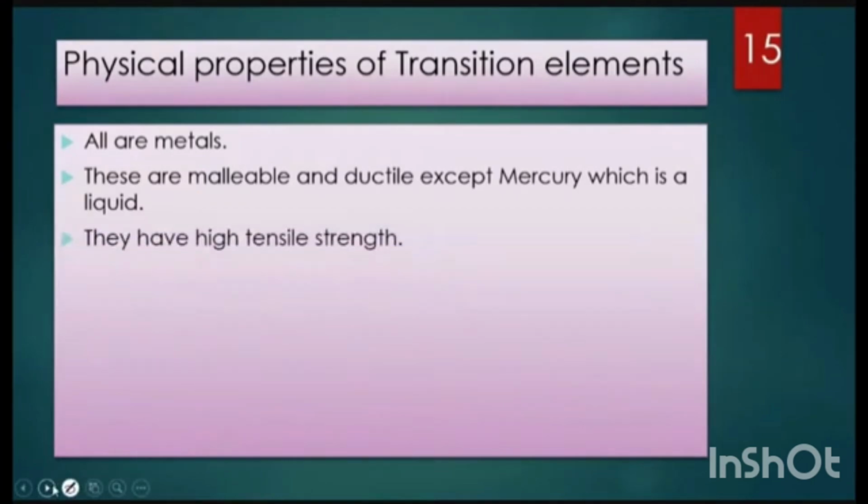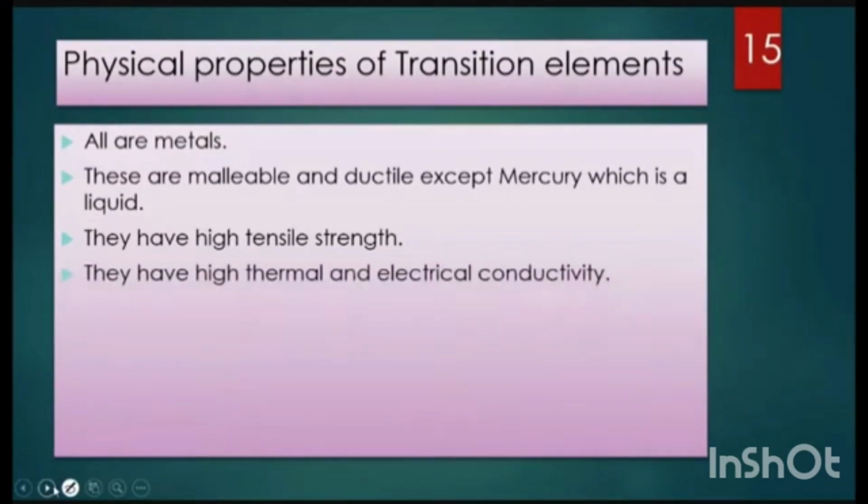Next property. They have high tensile strength. Tensile strength is the resistance of a material to breaking under tension. Suppose you want to break a material, how long it can show resistance, that is called tensile strength, and all these transition elements have high tensile strength. And they have high thermal and electrical conductivity as well. That means they are very good conductors of heat and electricity.